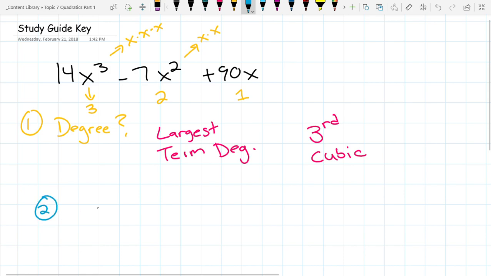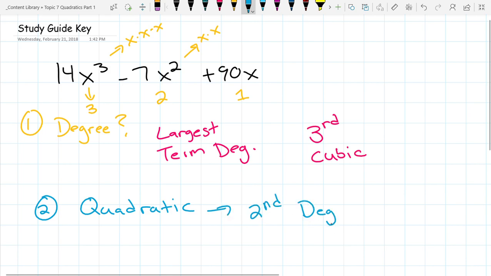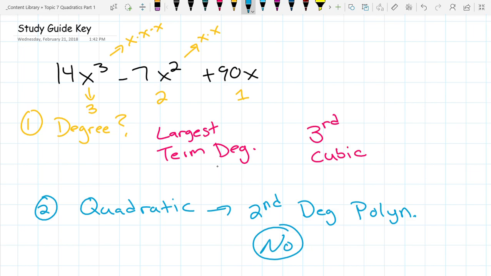Question 2 says, do you have a quadratic? Well, quadratic, we didn't talk about too much, but we talked about it a little bit. A quadratic is a second degree polynomial. So right away, the answer to this is no, because we just said that it was a third degree. To be a quadratic, you have to be a second degree.